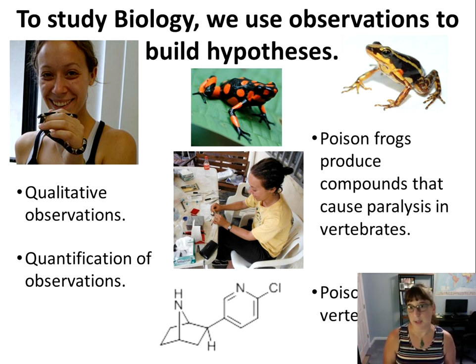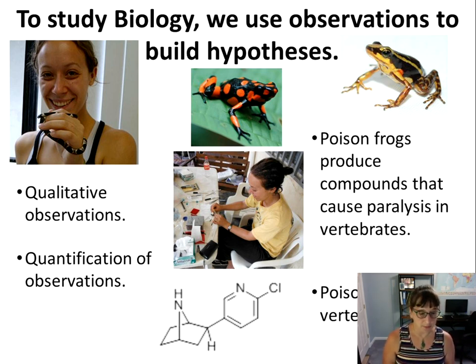And we also know that because these frogs have a backbone, they're also vertebrates. Both of these concepts right here are qualitative observations, as I said. If you wanted to make them quantifiable, you could say something like, it takes 50 poison frogs to paralyze an elephant. Okay, that would be a quantification of the observation of the first bullet.